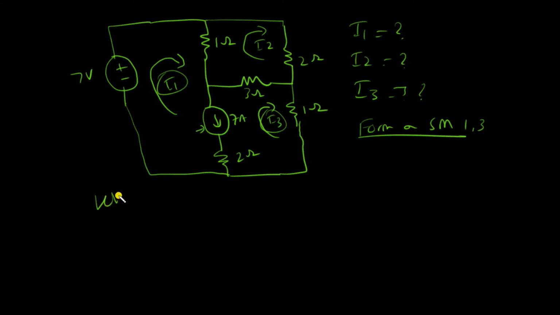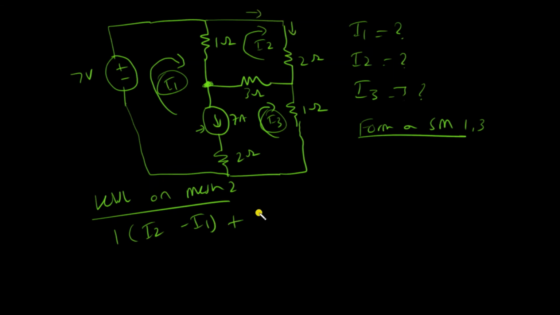So I'll just write the KVL for the other mesh first, the one that does not have the current source, to make things more simple. I'll start off from this point, and there's this 1 ohm resistor connected between mesh 1 and mesh 2, and then I can move here and then I can move here. There's this 2 ohm resistor, and there's a current of I2 flowing through it. And then there's this 3 ohm resistor which is connected between mesh 2 and mesh 3, and that's all.